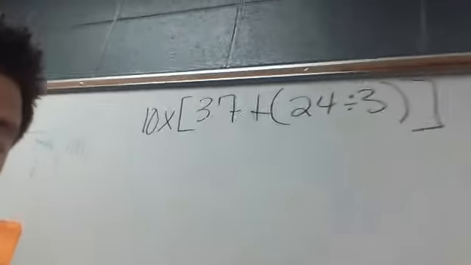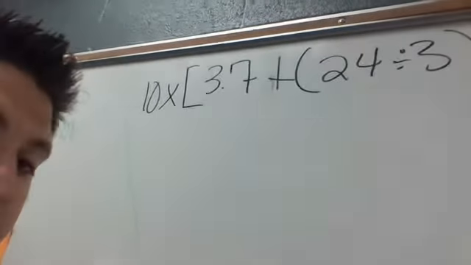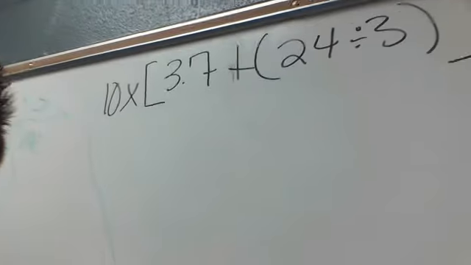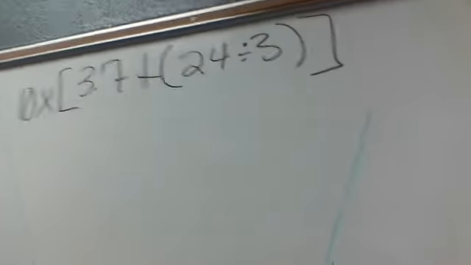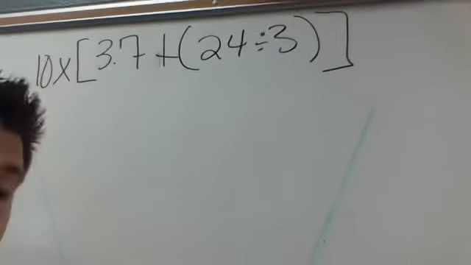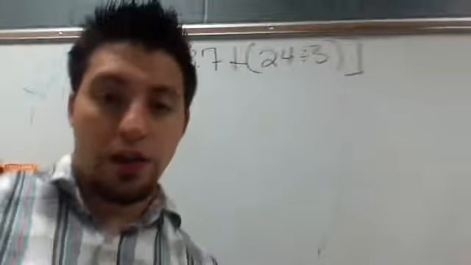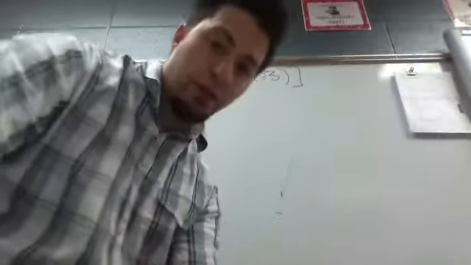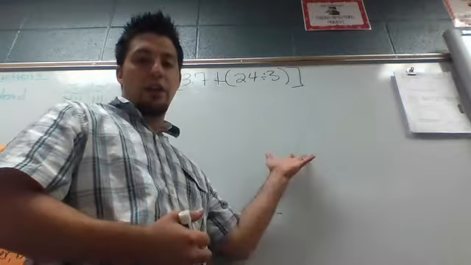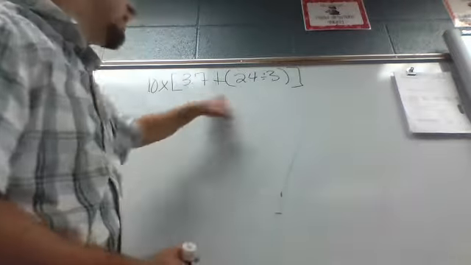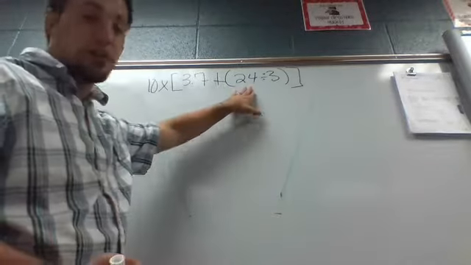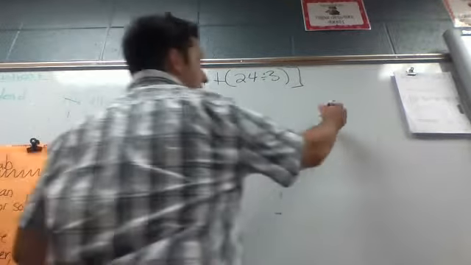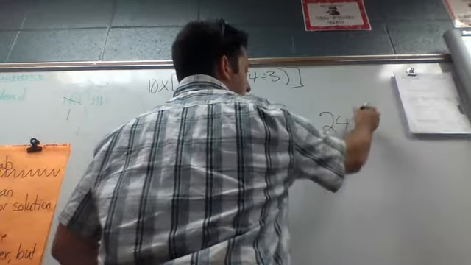Thank you. If you're just now joining us, I want you to make sure that you have this problem written down. It is 10 multiplied by bracket 3 and 7/10 plus parentheses 24 divided by 3 parentheses in parentheses and then in brackets. So the first step that I'm going to model for you is following order of operations with the brackets. So I need to do everything that's in the brackets, and when I get inside the brackets, I have the parentheses to do first.